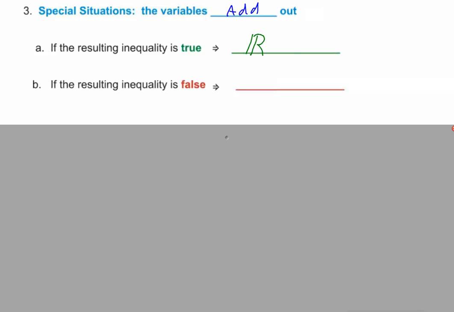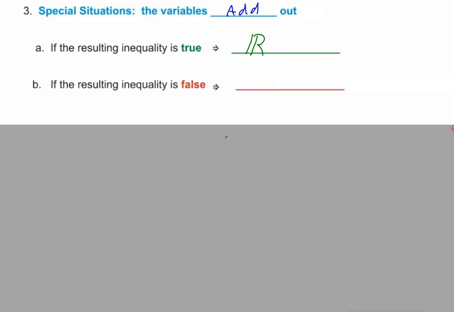What does that mean? All the real numbers, right? That means every number works. If your variables disappear, presto change-o, they're gone. What's left is true. Hey, you know what? No matter what you put in for the variable, it works. So every number is the solution.